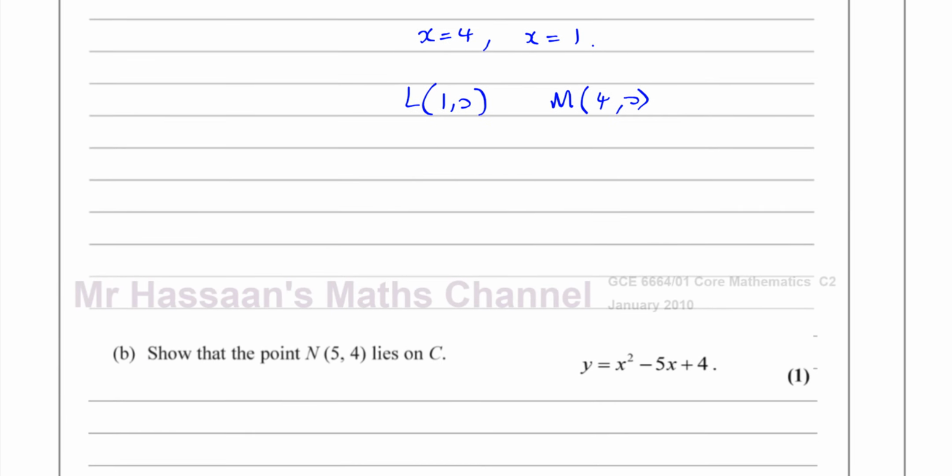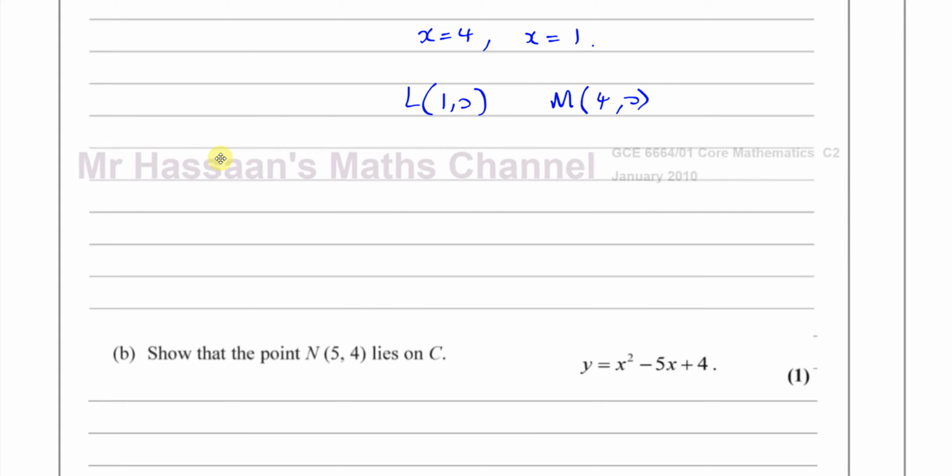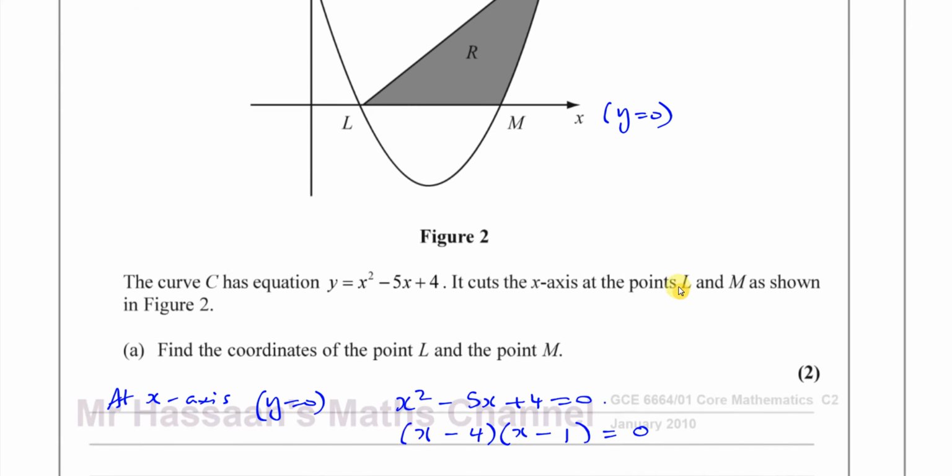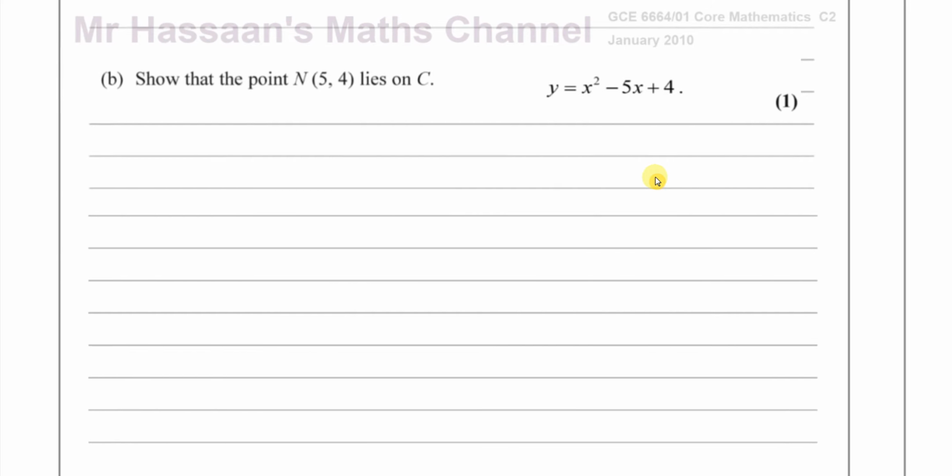And then part B, it says show that the point N 5, 4 lies on the curve C. Okay, now here's the equation of the curve, and here is the point. If this point lies on the curve, it satisfies the equation of the curve. So let's take x equals 5 and substitute it inside this function. If y comes out to be 4, then that means it satisfies the equation. X equals 5 as the input, y should become 4. This is like the input, this is like the output. So let's see what happens when we put 5 in here.